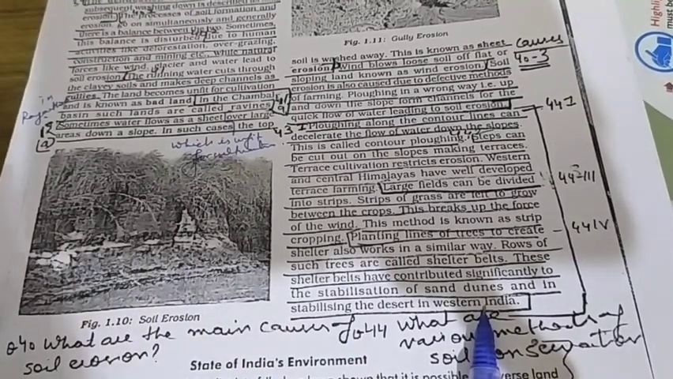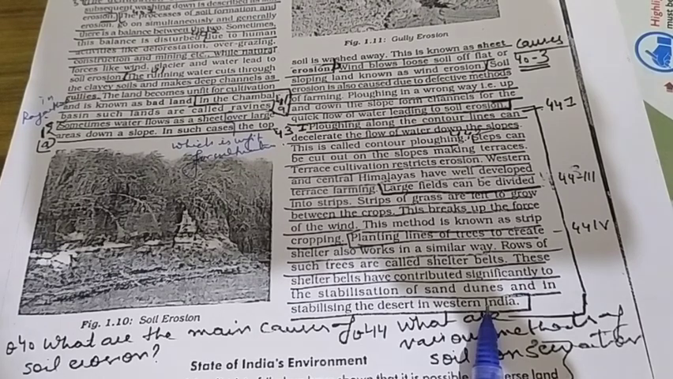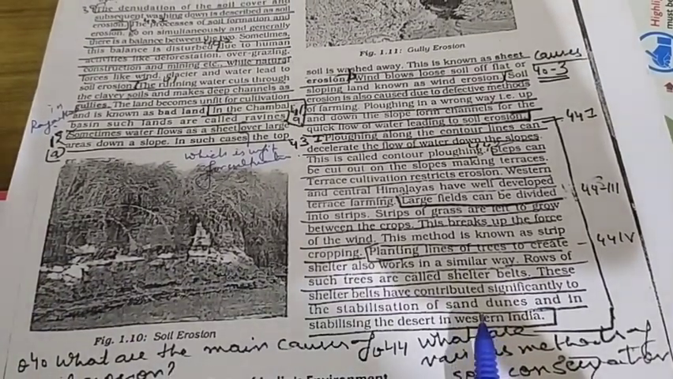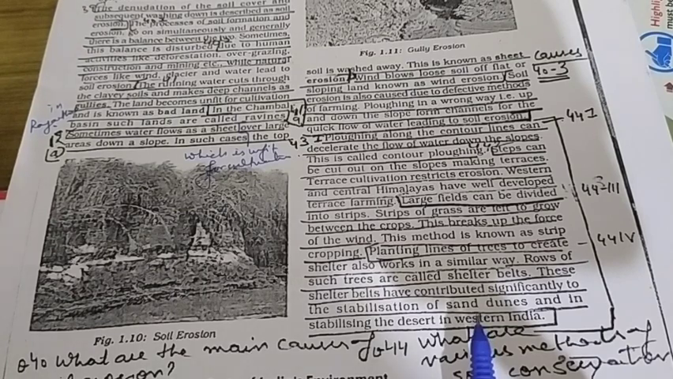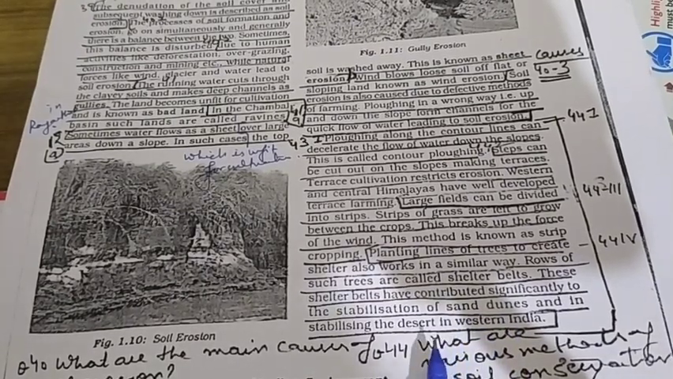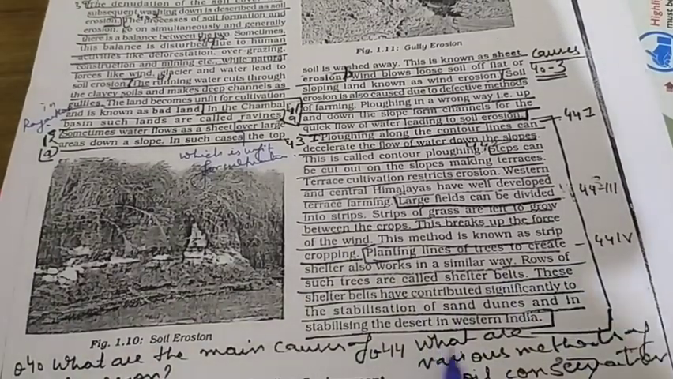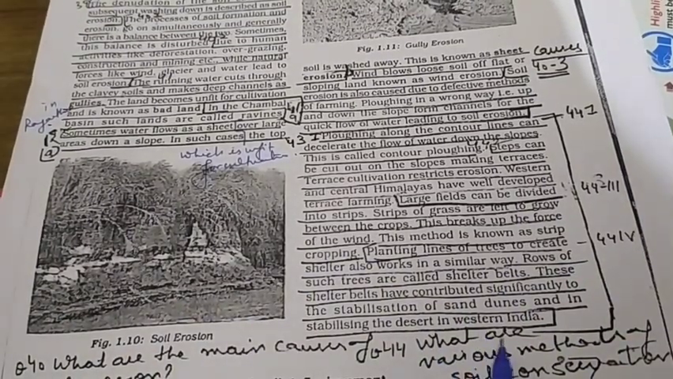So these are the solutions to check soil erosion. In the first row, we have discussed the causes of soil erosion, and in this row we have discussed the solutions to check soil erosion or to conserve the soil.